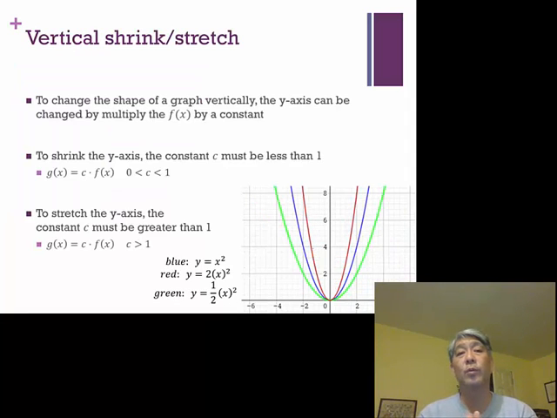Same with the vertical shrink and stretch. Again, we're going to multiply by a constant. Because we're changing something along the vertical axis, the constant goes outside of f of x. We're going to just multiply the whole function by a constant. If c is between 0 and 1, we're shrinking the y-axis. And if it's greater than 1, we're stretching the y-axis.